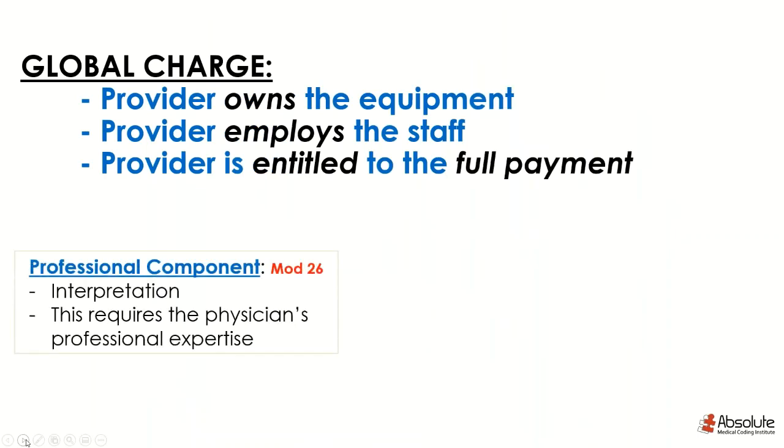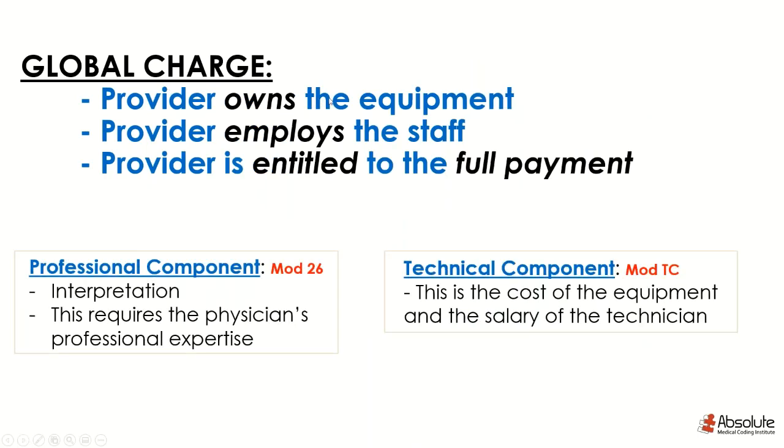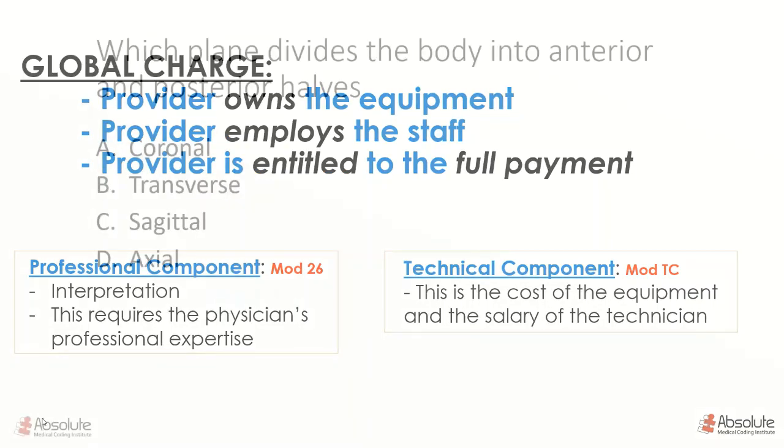So we want to keep in mind when you are coding radiology, these global charges, okay? The global charge, the provider owns the equipment. They employ the staff, and so they're entitled to the full payment. The professional component, or modifier 26, is about interpretation. This requires the physician's professional expertise. The technical component, the modifier TC, is the cost of the equipment and the salary of the technician, whenever you use that component. If anybody needs to grab the screenshot, go ahead and get it, and then we're going to continue on.